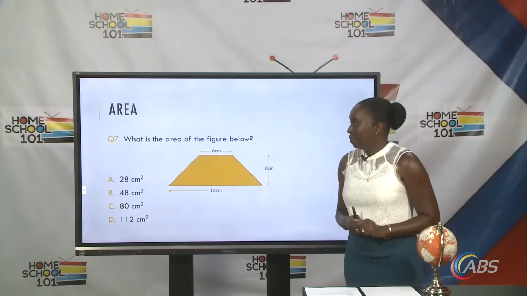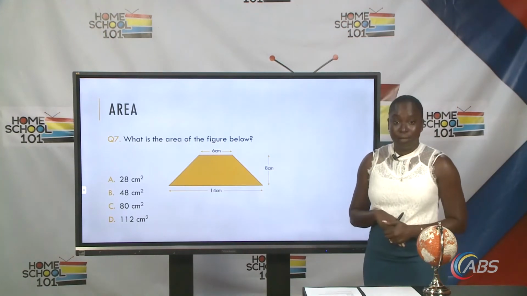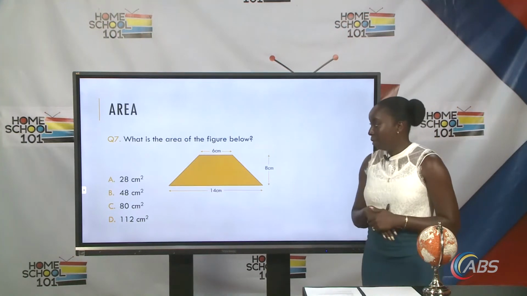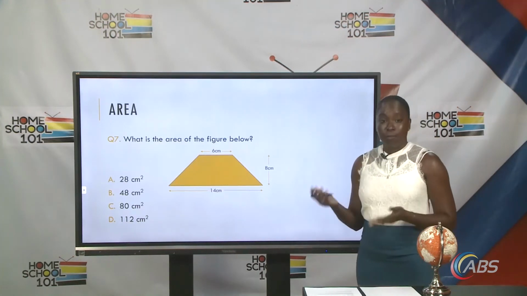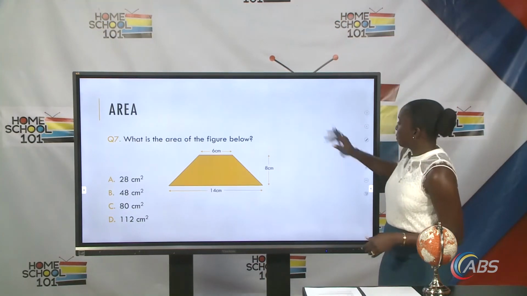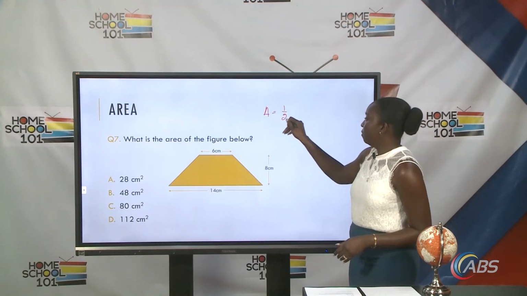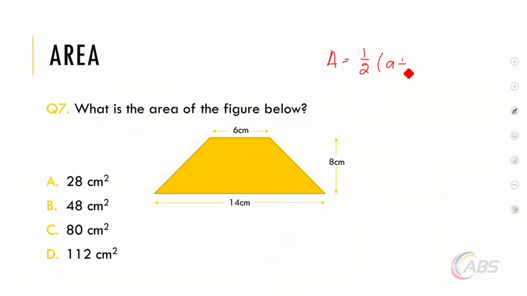Next question. What is the area of the figure below? What is the figure below? The figure below is a trapezium. So we know the formula for finding the area of a trapezium, and that is half of A plus B times our height.